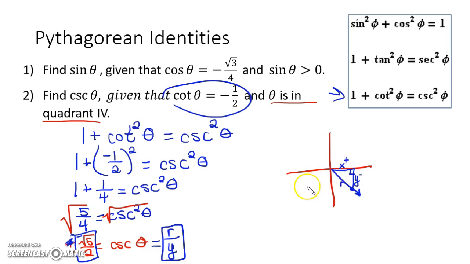Okay, so that was the Pythagorean identities. Hopefully you saw why they're so important. They're going to help us convert between trigonometric functions that we normally wouldn't be able to transfer between. So good luck, and remember to practice, practice, practice.